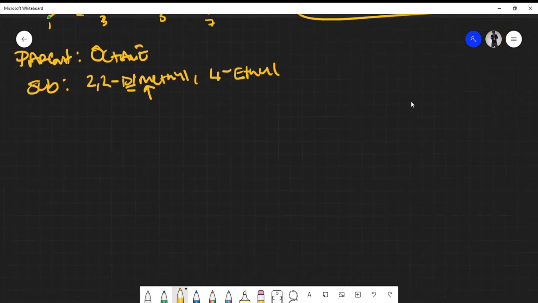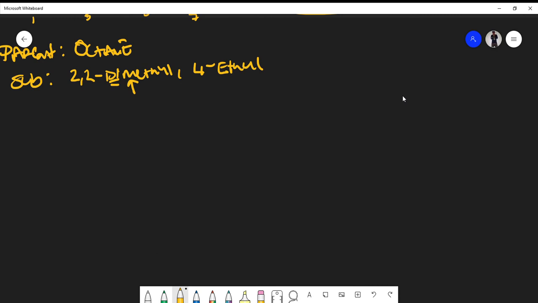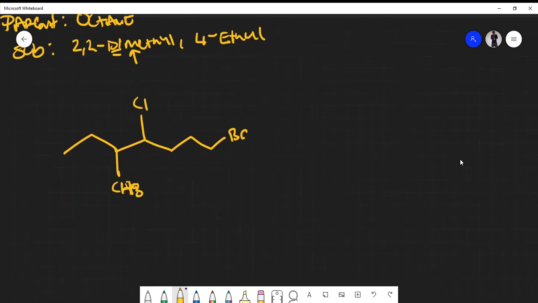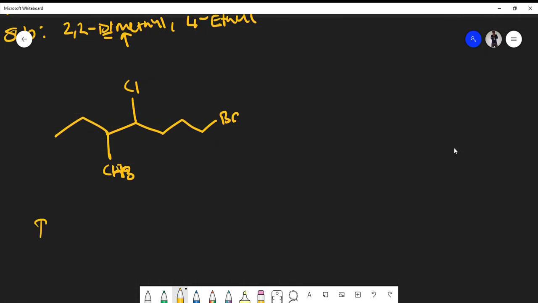Let's try one more of these to solidify our knowledge. What if you're given this one? How do we name this? Well, again, I'm going to do whatever we've been doing all along. So what is the parent? The longest continuous carbon chain.